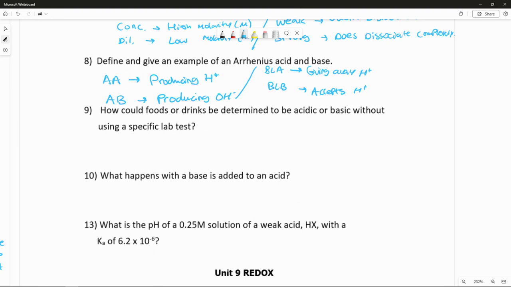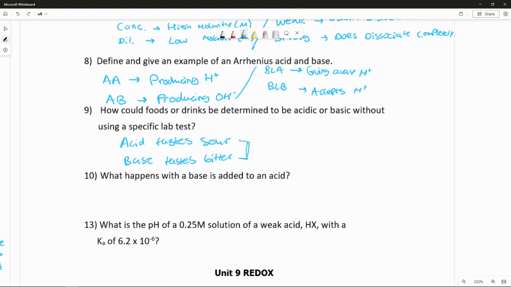How could foods or drinks be determined to be acidic or basic without using a specific lab test? Well, if you think about the characteristics of an acid or base, this is easily doable. An acid tastes sour. Think of vinegar, which tastes sour, and bases taste bitter. Think of soap. Soap is very bitter.